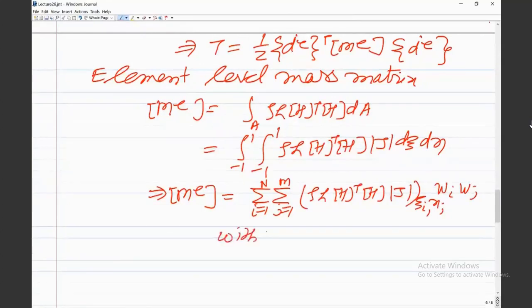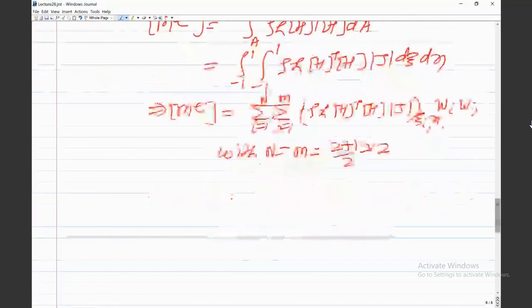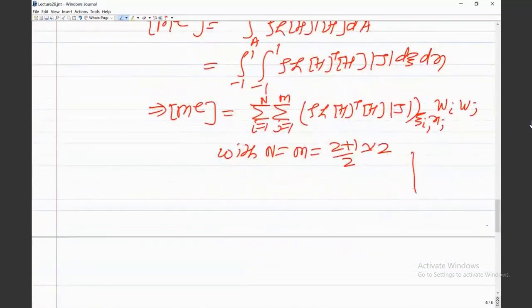In this case, you will see we take n and m same, and the highest, because H involves xi and eta for the four noded isoparametric element. So the product H into H transpose would give you xi square and eta square kind of terms. So the highest power of xi or eta is 2. So the m and n would be (2 plus 1) by 2 approximated to next integer. So they will be 2. So that means basically you will use 4 Gauss points in the element to calculate this mass matrix. So this is xi and eta, one integration point here, one here, one here, one here, and these are the nodes.